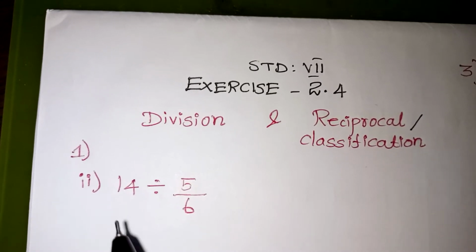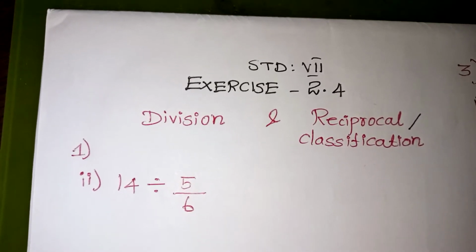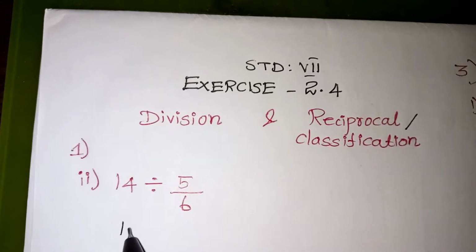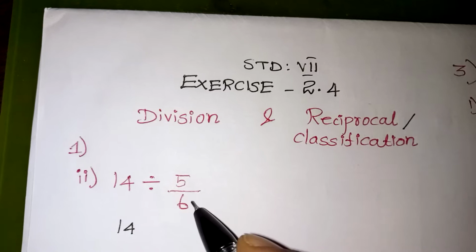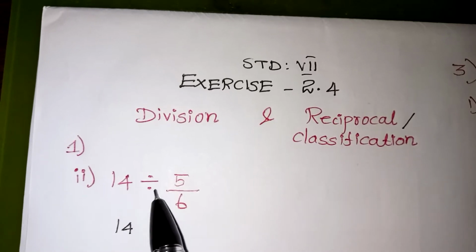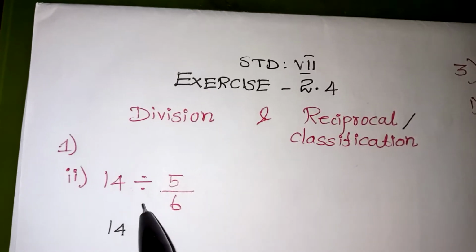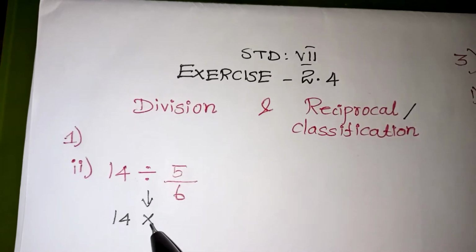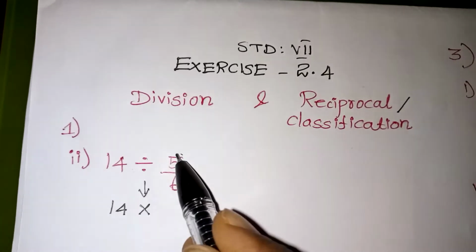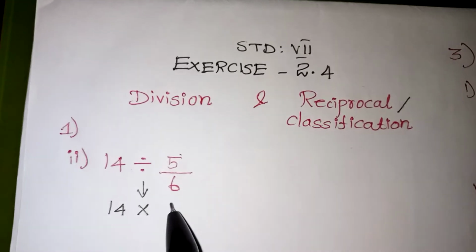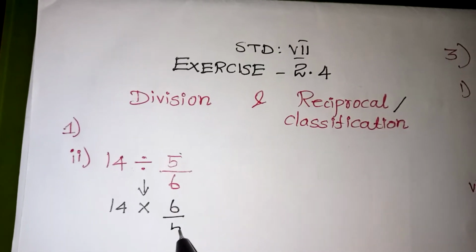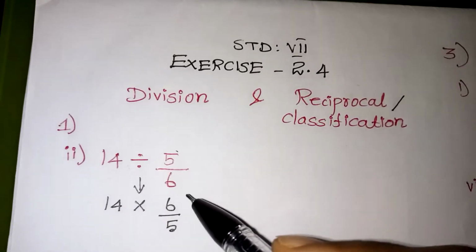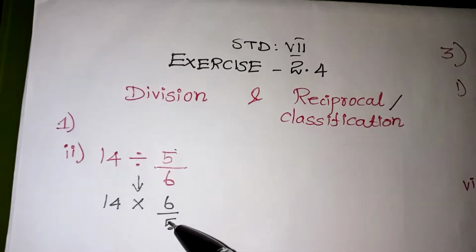First problem, 14 divided by 5 by 6 is our question. So here we have to take the first term as it is. Before taking the second term, this division symbol should be taken as a multiplication. If we are interchanging the division into multiplication, this term definitely will become a reciprocal. So you have to write 6 by 5. With the division symbol we can't do anything. We have to go for the multiplication sign. We have to do the reciprocal of the second term.